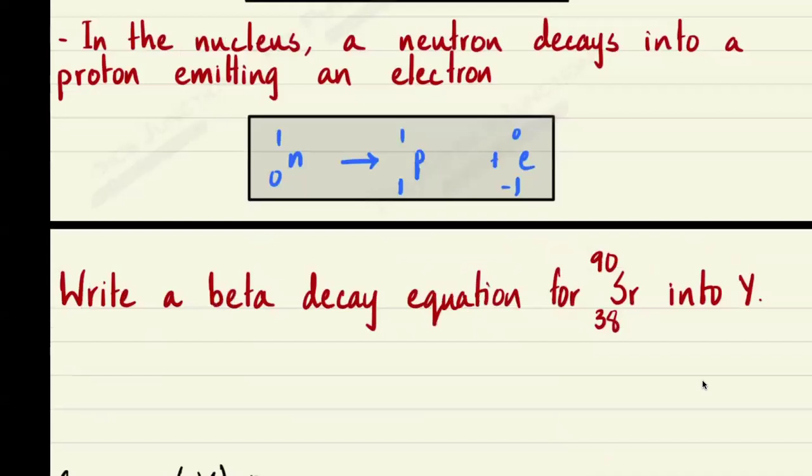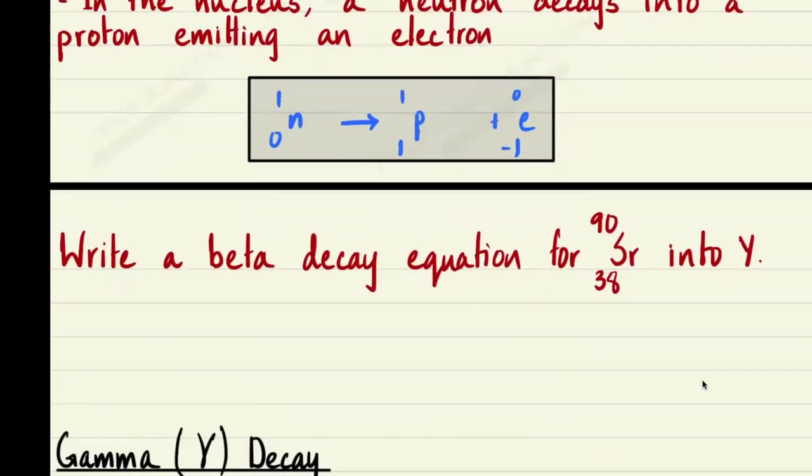Write a beta decay equation for this sort of decay. So you have strontium 90, 38, beta decay, so beta 0, -1. So I know that for its decay into Y, it must be the same nucleon number, and the proton number must increase by 1. And again, you can double check, 39 minus 1 is equal to 38.